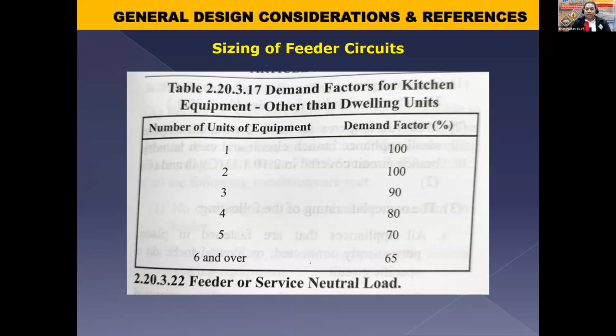Yun yung treatment dyan. Hindi yan which over the other, no? Treated separately yan, no? And then i-overall mo lang demand factor later on doon sa main feeder natin. Yun yung treatment po sa mga mixed use. Okay, so let's proceed.